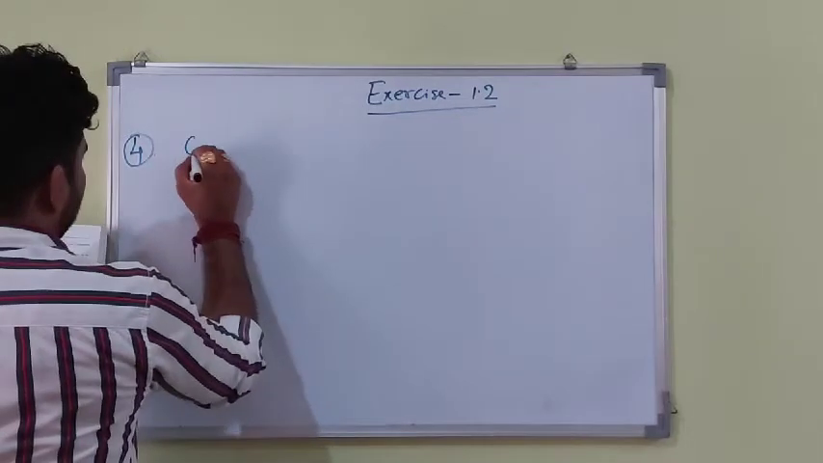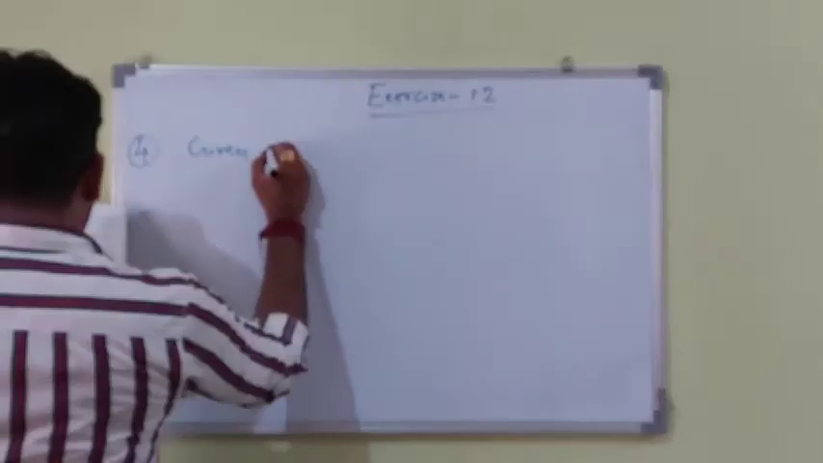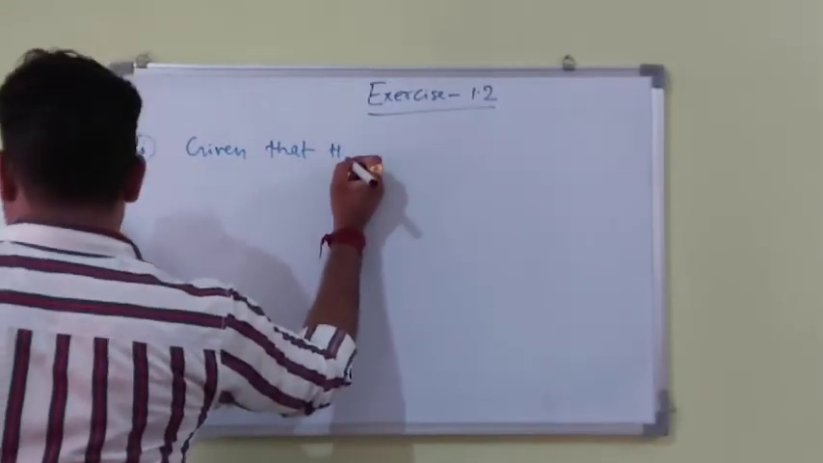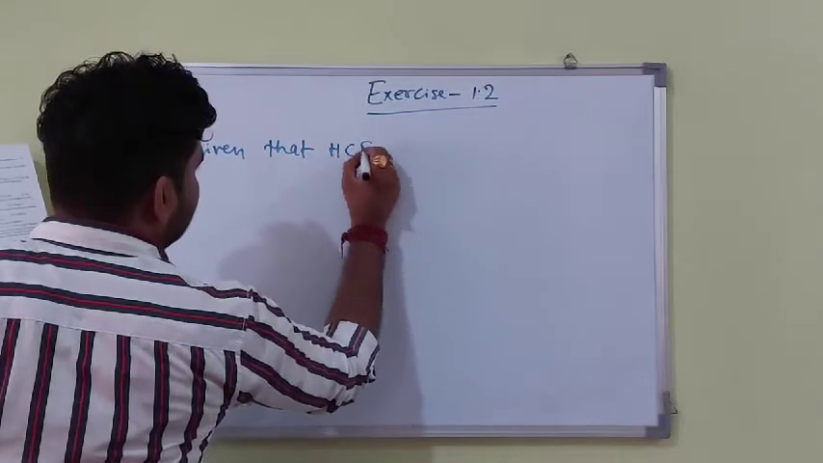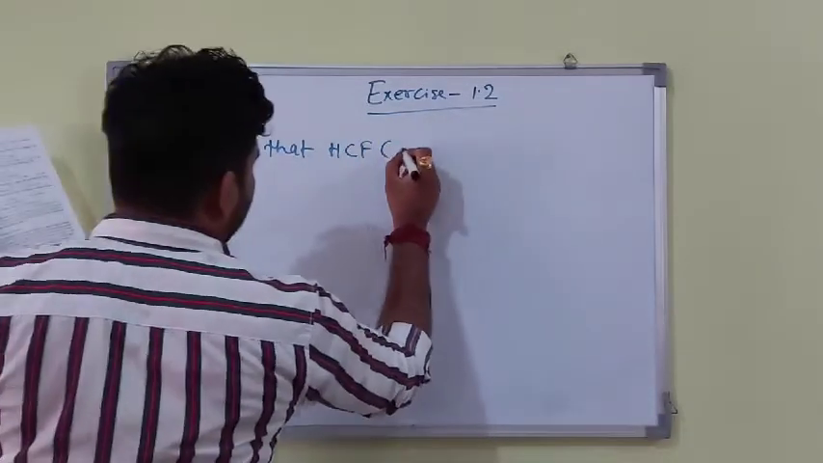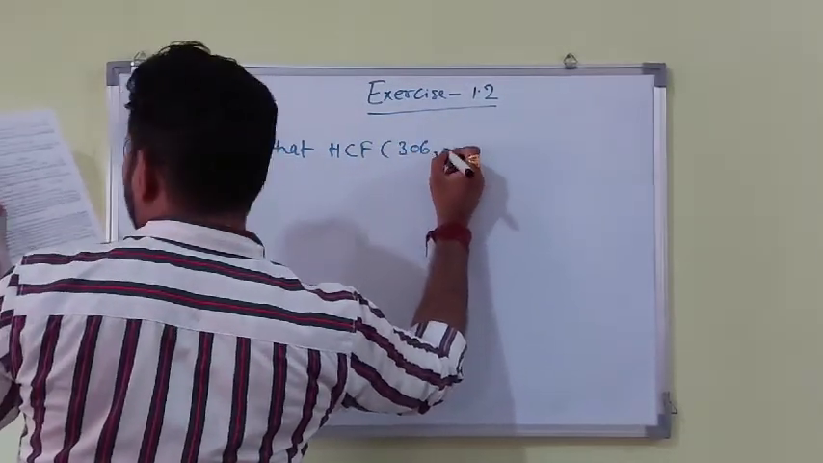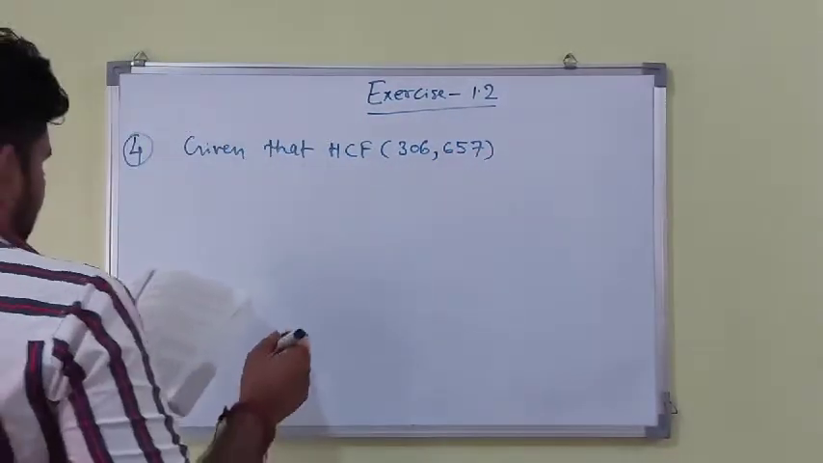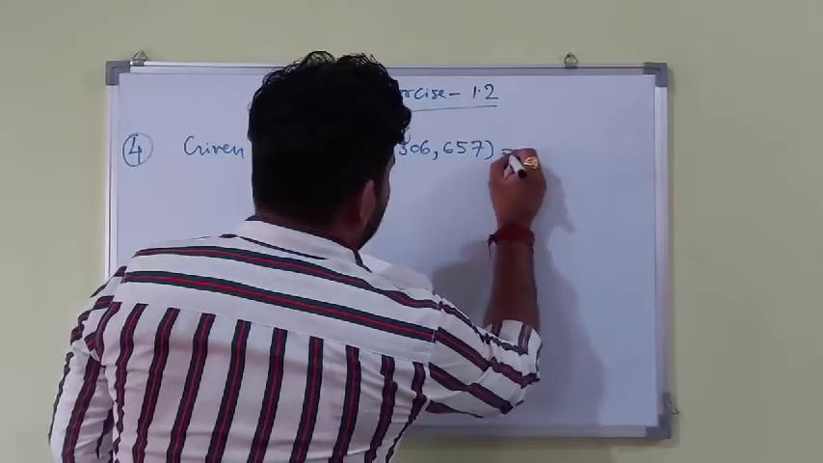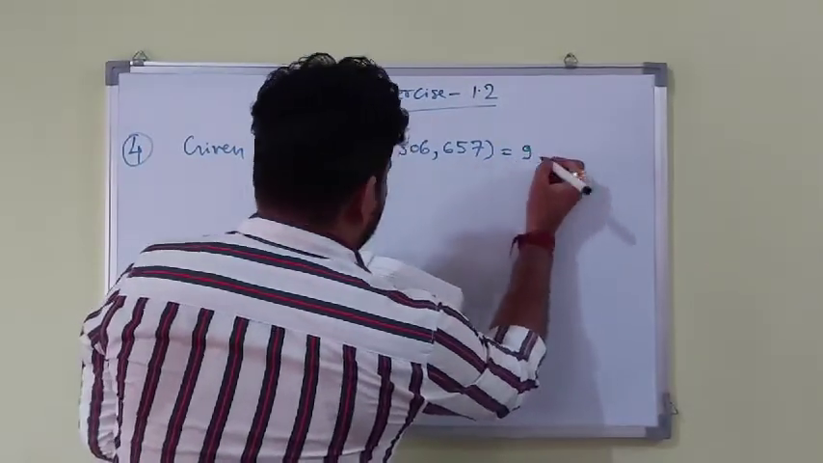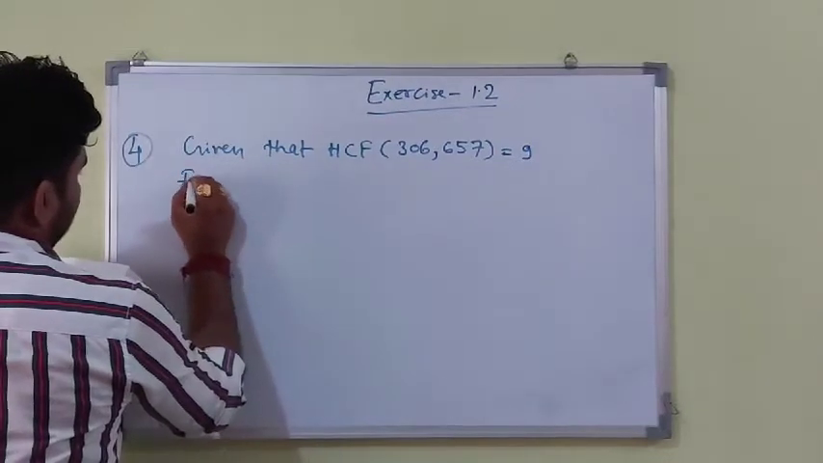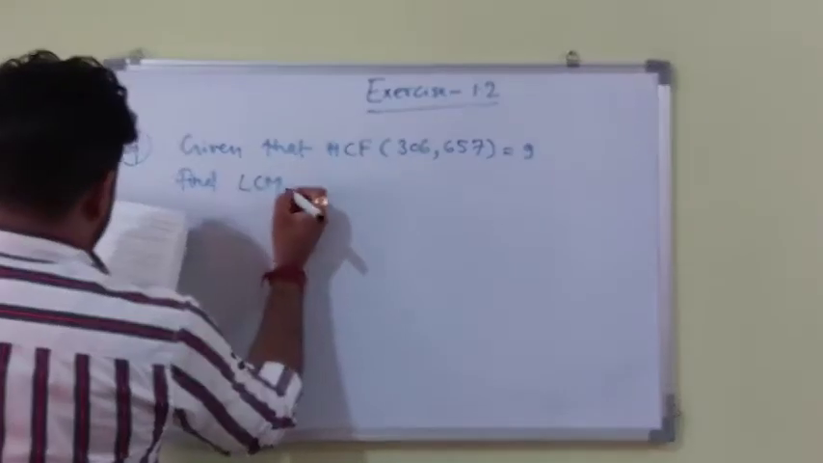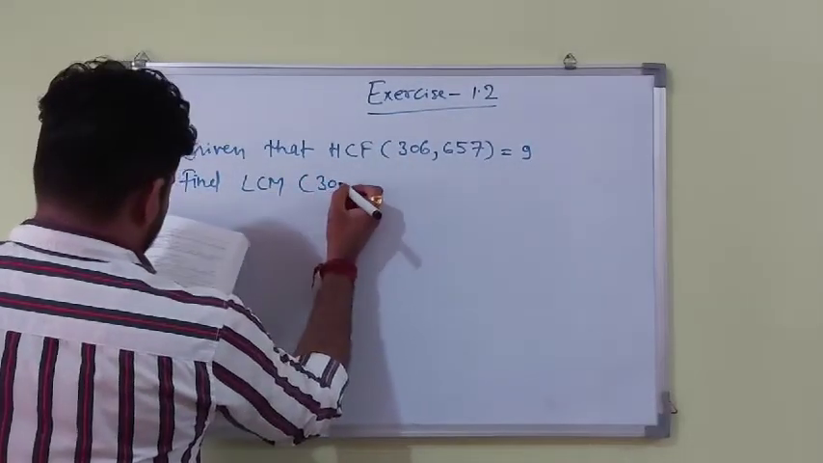Question number 4: given that HCF of 306 and 657 is equal to 9, find LCM of 306 and 657.